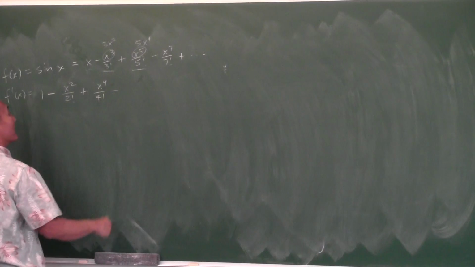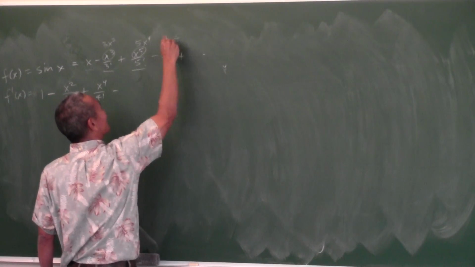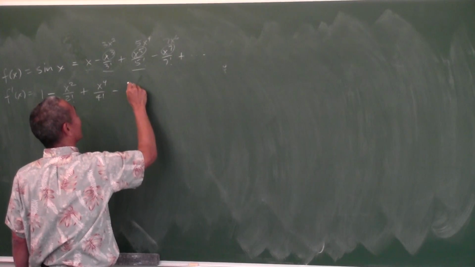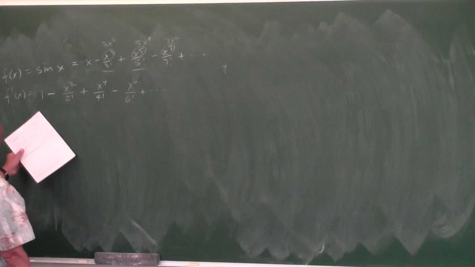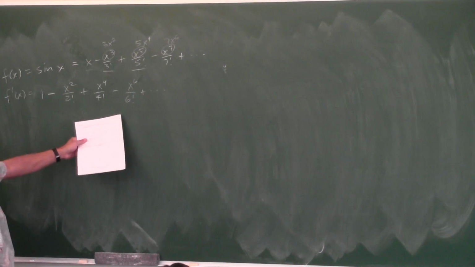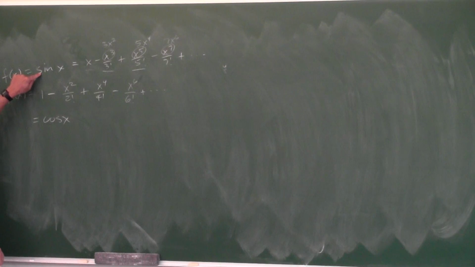Some of you see it already. Same thing here. Throw this on the side, and then you get 7x to the 6th. The 7's cancel out. x to the 6th over 6 factorial. And then you go, hey, you know that one. That's cosine x. The derivative of sine x is cosine x.